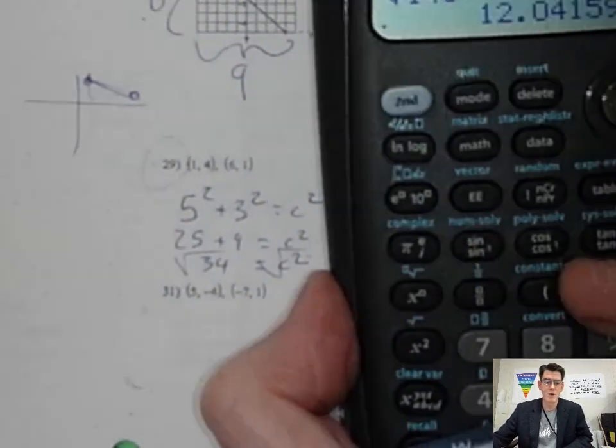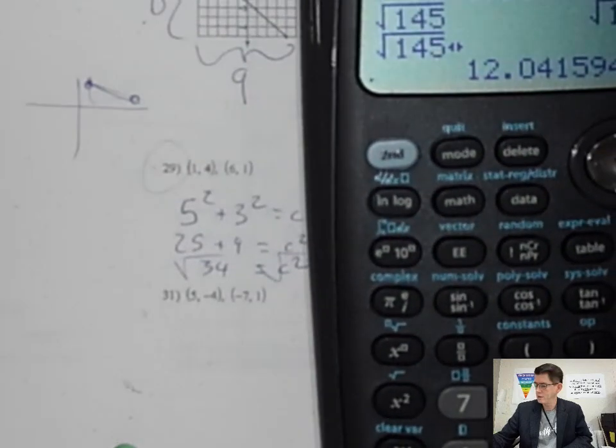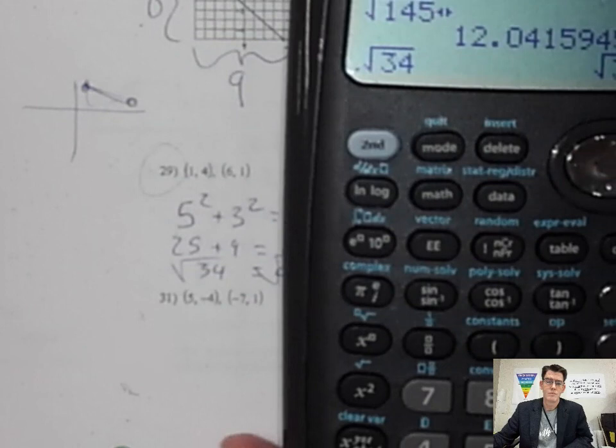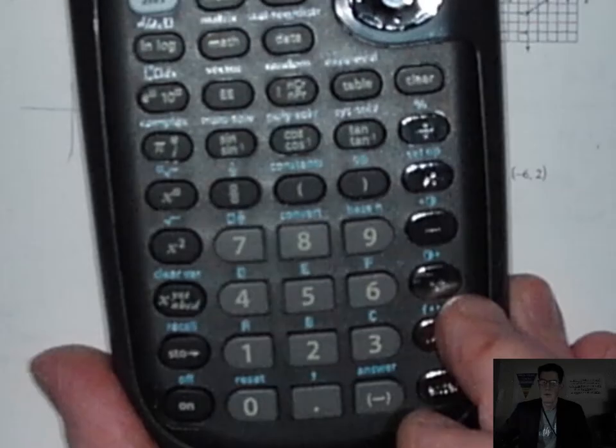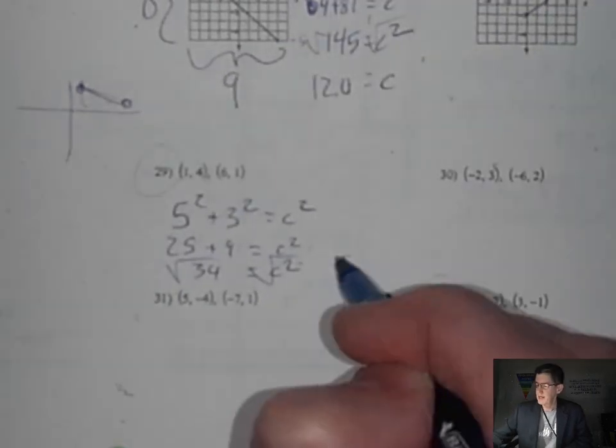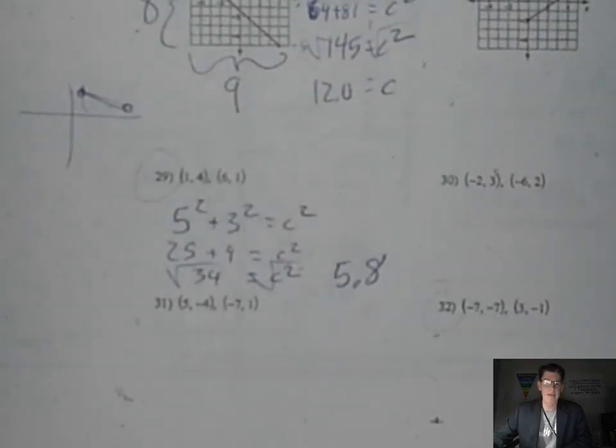That looks like a familiar number, the square root of 34. Pushing the number again above the enter key gives you 5.8.